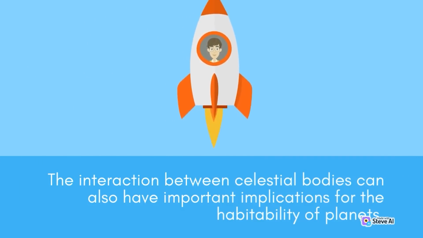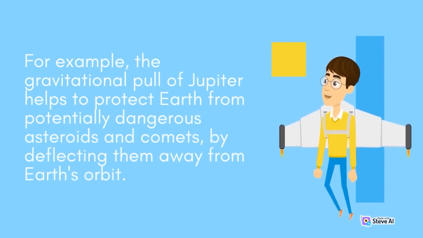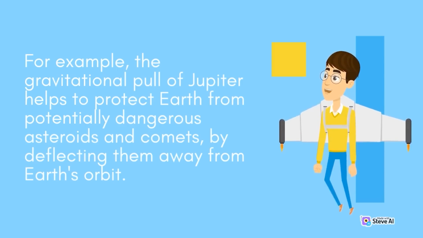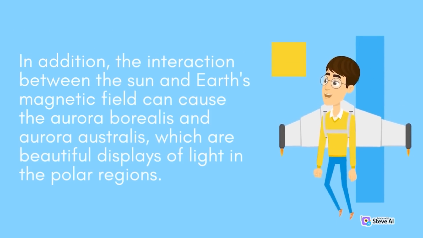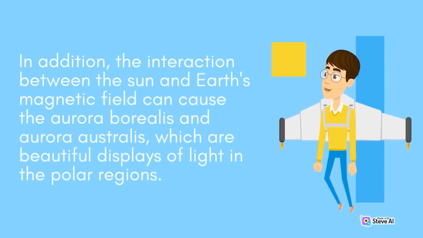The interaction between celestial bodies can also have important implications for the habitability of planets. For example, the gravitational pull of Jupiter helps to protect Earth from potentially dangerous asteroids and comets, by deflecting them away from Earth's orbit. In addition, the interaction between the Sun and Earth's magnetic field can cause the aurora borealis and aurora australis, which are beautiful displays of light in the polar regions.